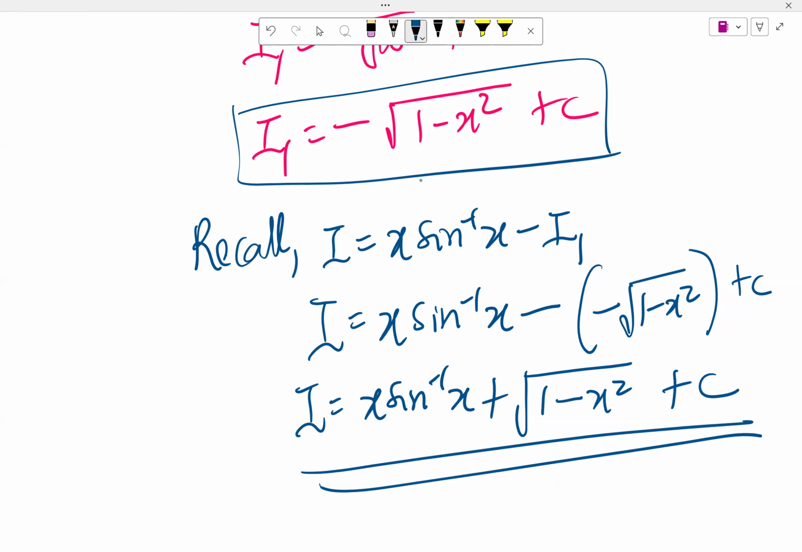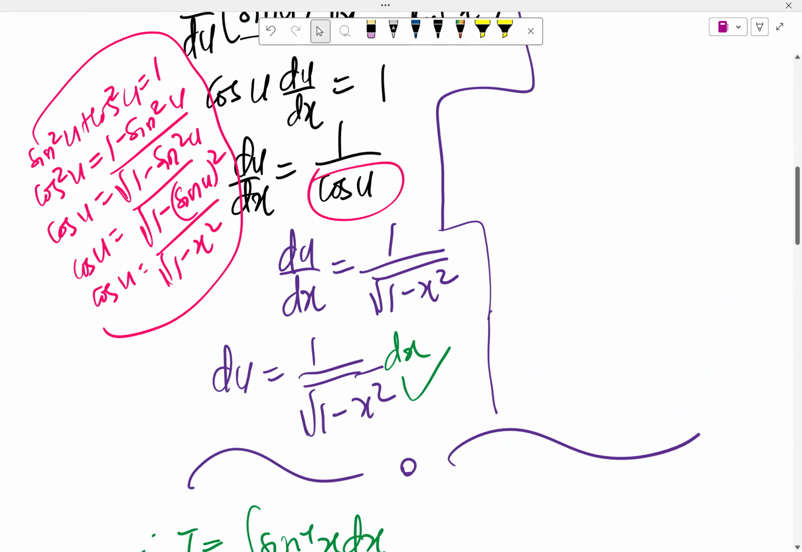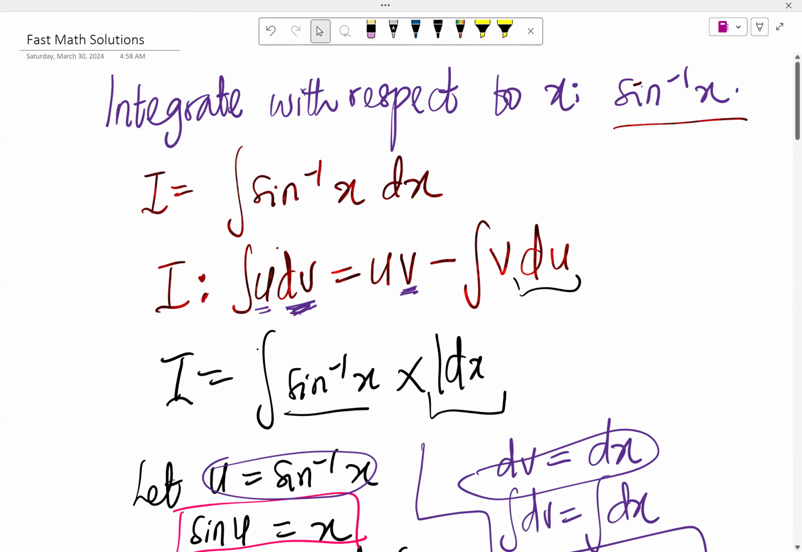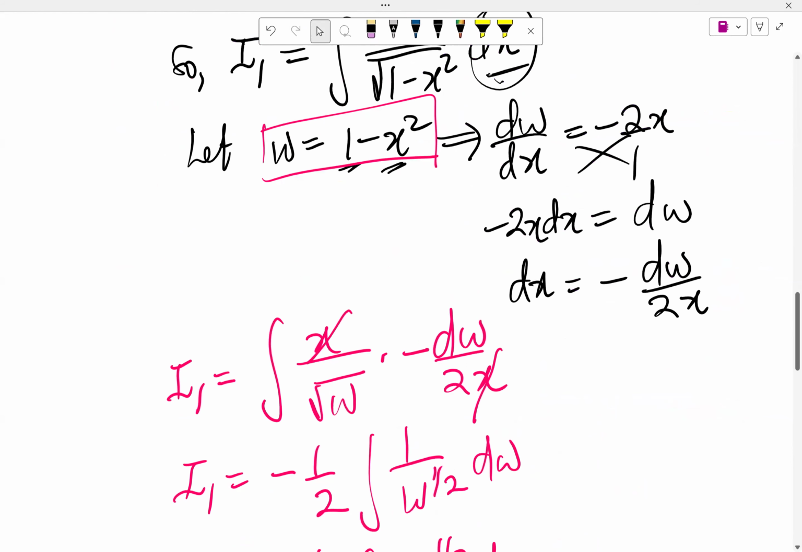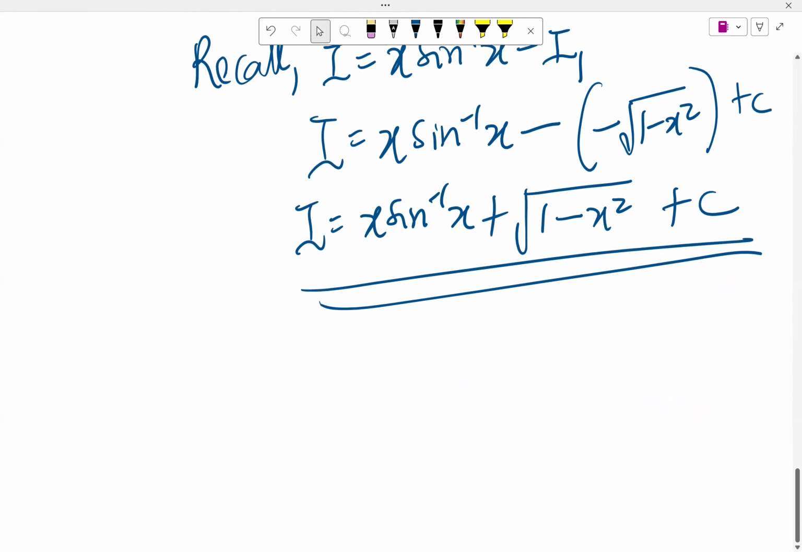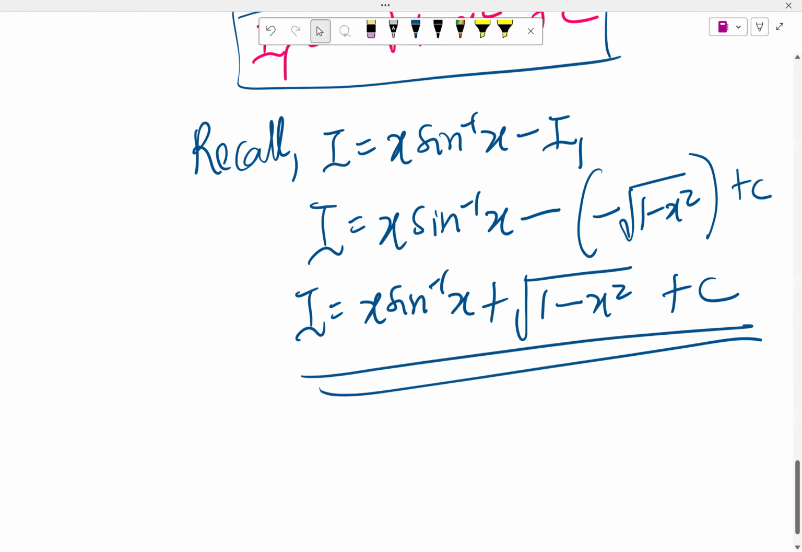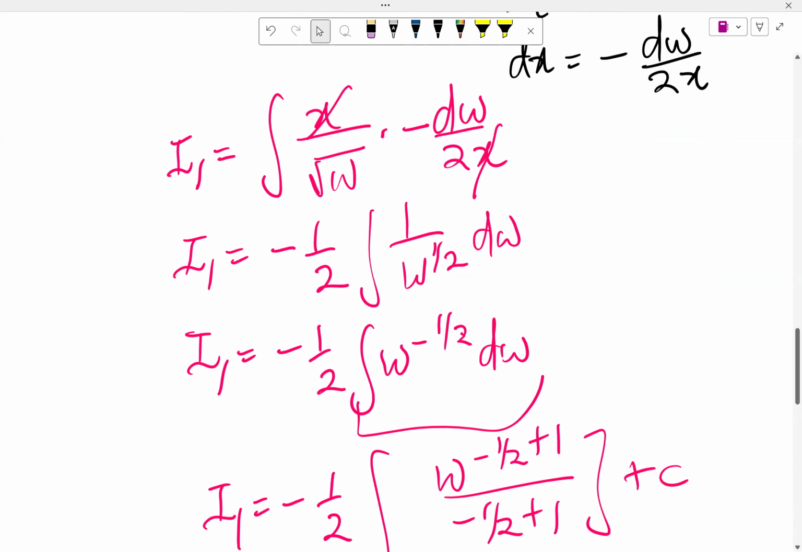And then this turns out to be the derivative of that expression right there. Okay, so that is the derivative, right? What's the question again? I like to always remember where I came from. Integrate with respect to x, arcsin of x. Okay, so you can just say therefore the integral of arcsin of x is what we have now: x arcsin of x plus square root of 1 minus x squared plus c. And that is how the journey has been.